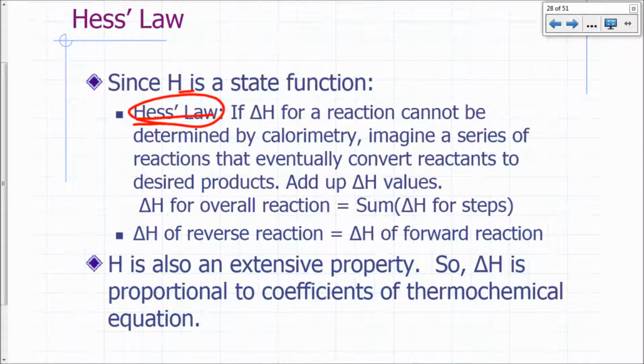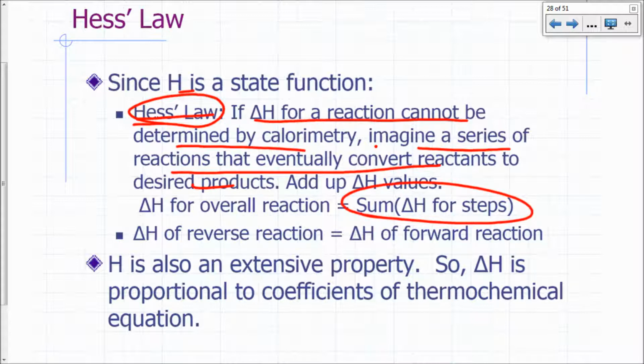Hess's Law basically says that if the delta H for a reaction cannot be determined by calorimetry, you can imagine a series of reactions that will eventually convert your reactants to your desired products, and simply add up the delta H for all of those steps. So this is the significance of defining H, okay? Because H is a state function. If there is a reaction for which you cannot measure delta H directly, you can try to figure it out in terms of other reactions that you can measure. Okay? So since H is a state function, you can do that.